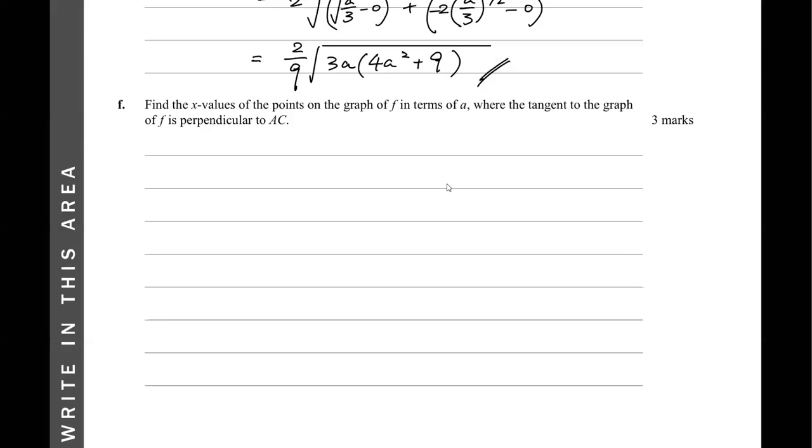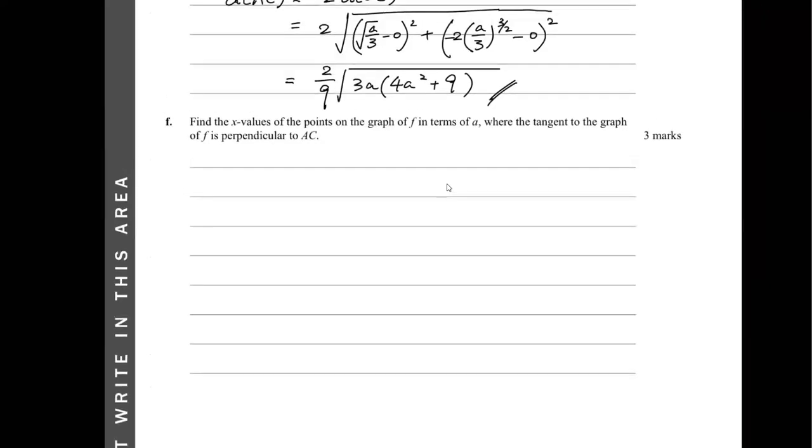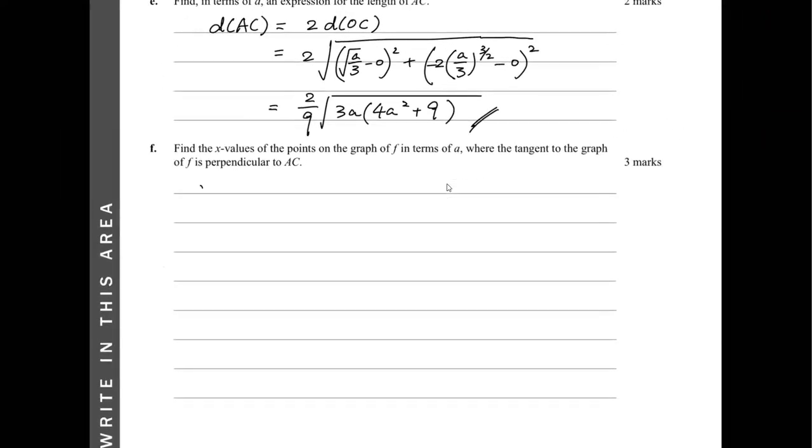Find the x values of the points on the graph of f in terms of a, where the tangent of f is perpendicular to AC. So the gradient of AC is equal to the gradient of OC, in my opinion.